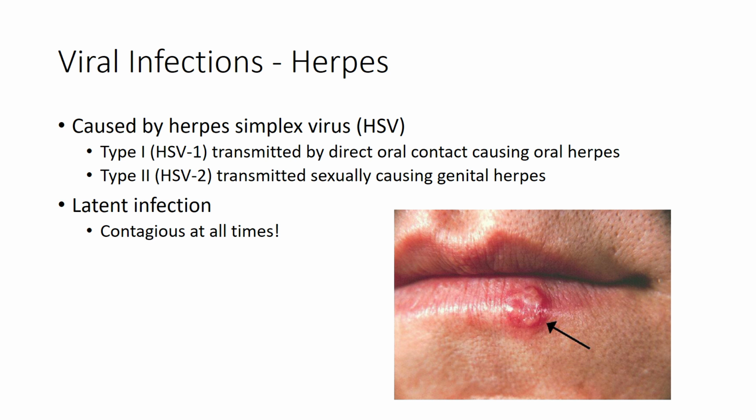Cold sores are a latent infection, meaning you may keep the herpes simplex virus type 1 in your body at all times. You never get rid of it. But just every now and then, when your body is stressed by exposure to sunlight or anything like that, you can see a recurring outbreak of that cold sore.